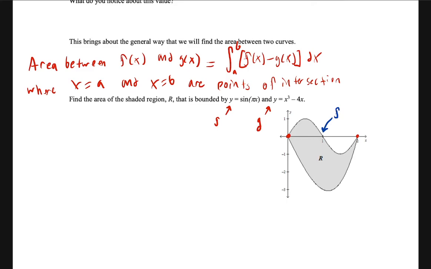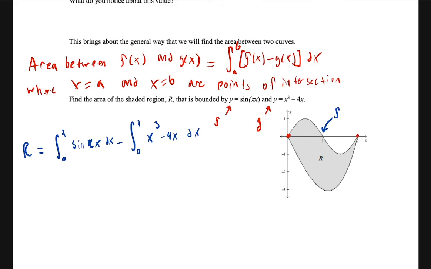And so let's say the area of R is equal to the definite integral from 0 to 2, because those are the intersection points, of the sine of pi times x, minus the definite integral from 0 to 2 of x to the third minus 4x. Now, I forgot my dx's. Sometimes it'll be easier to combine these in advance, sometimes it won't.